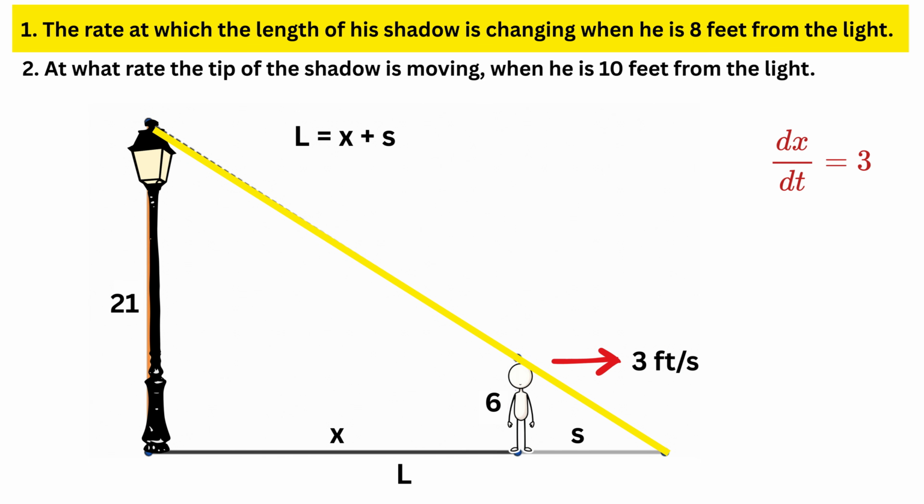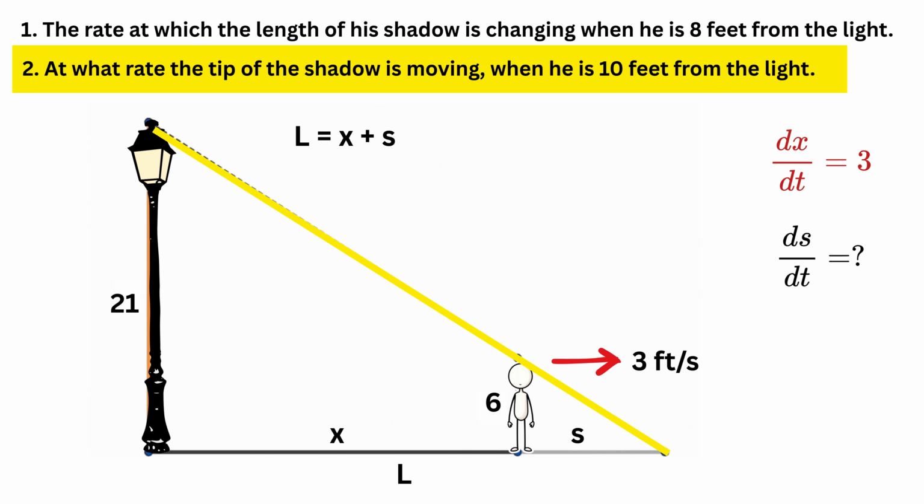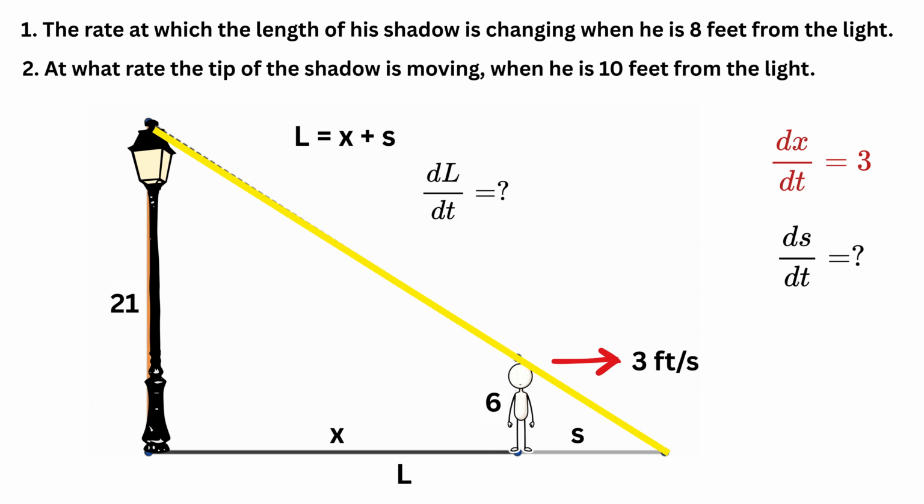In the first part, we are asked how fast, or at what rate, the length of the shadow is changing. That means we want the rate of change of s with respect to time. In the second part, we are asked how fast the tip of the shadow is moving. That corresponds to how fast L changes with time. Understanding this difference is very important, because later we will find out that the shadow length and the tip of the shadow do not move at the same speed.